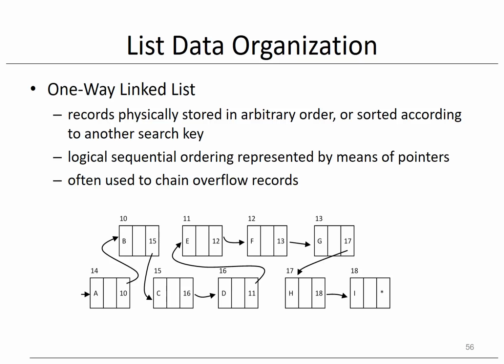Alternatively, the last record may contain a pointer that points back to the head of the list such that the list can be processed from any starting position. Linked lists make it possible to define one or more logical orderings over the same set of records independently of their physical ordering. They are often used to chain overflow records together.